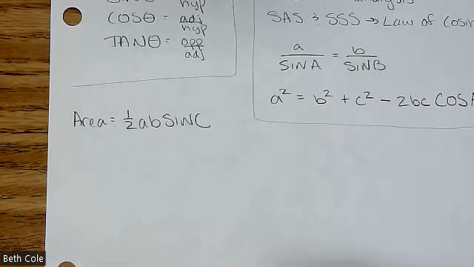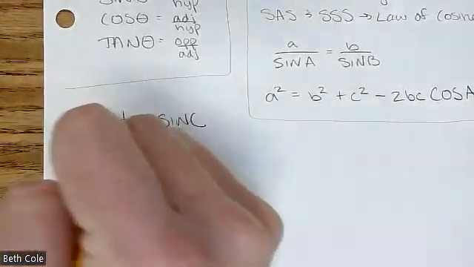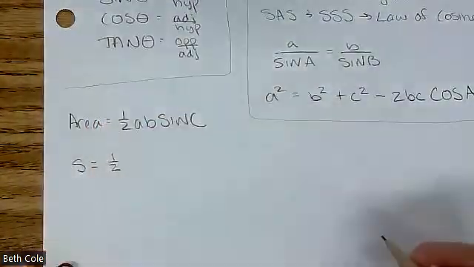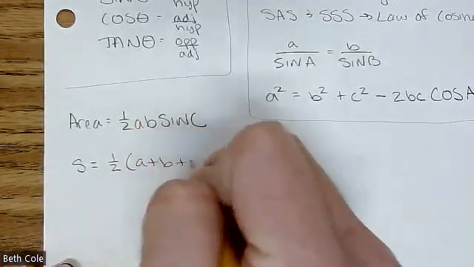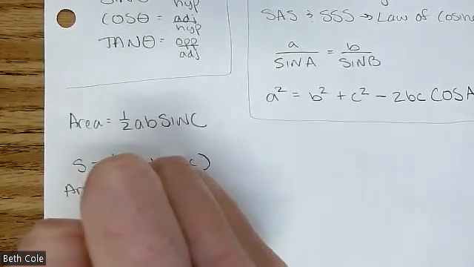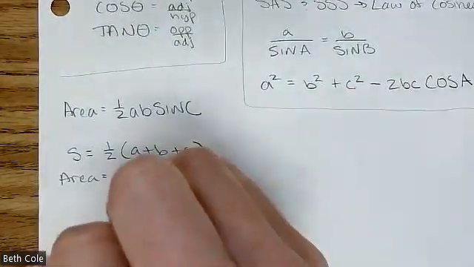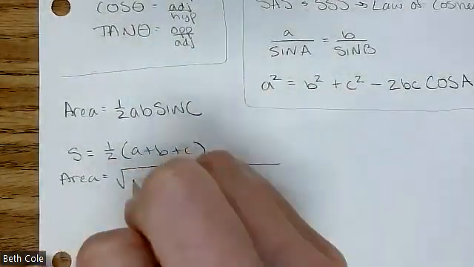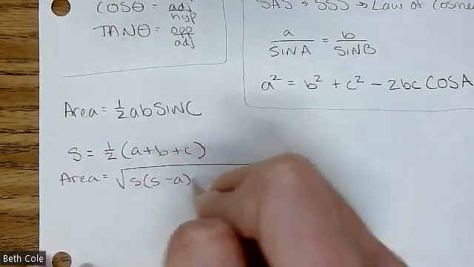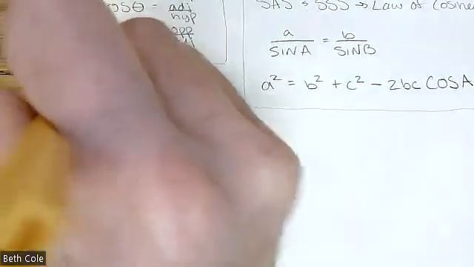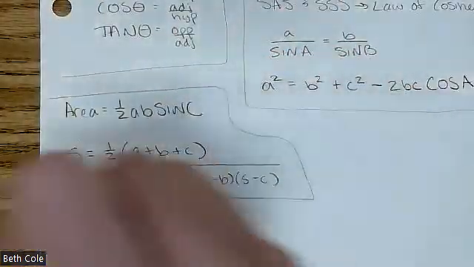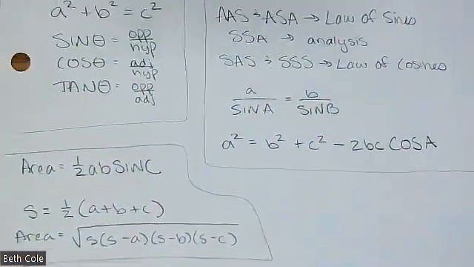Then there's the other one, where you get this S value, which is 1/2 A plus B plus C. And then your area is a giant square root of S times S minus A, S minus B, S minus C. All right, so those are your area formulas. That's everything, the whole unit in a nutshell.